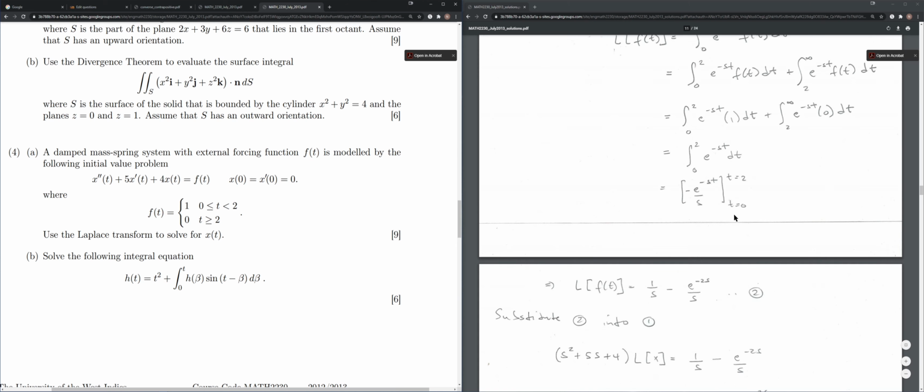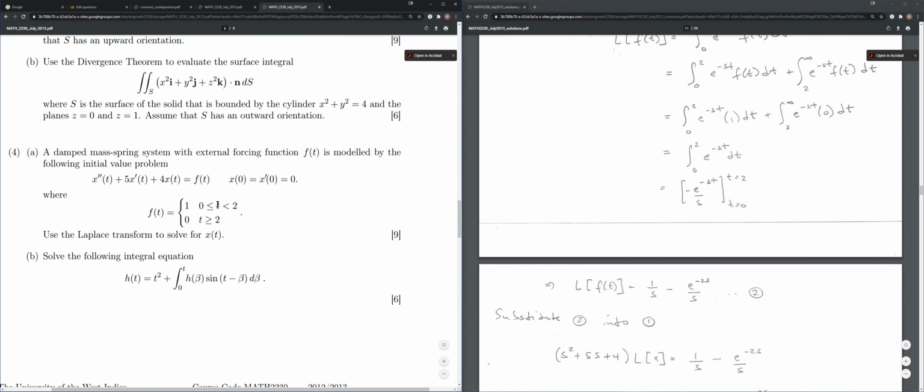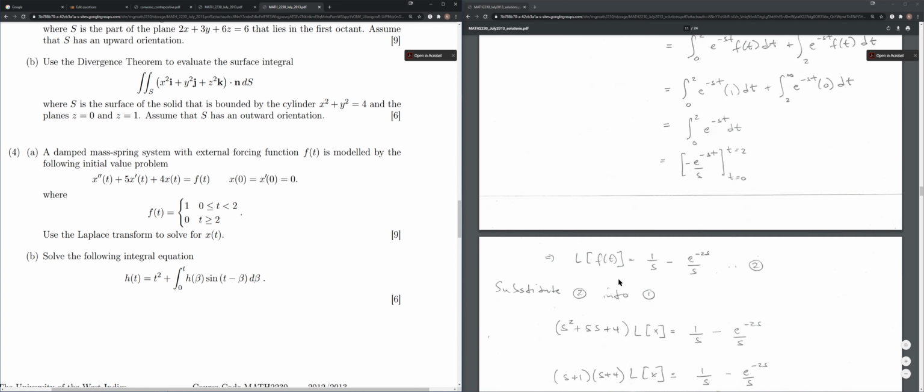When you put in t is equal to 0, you get e to the 0, which is 1, divided by s. For t is equal to 0, you subtract, so you get minus 1 on s, which is this plus 1 on s. And when you put in t is equal to 2, you get e to the minus 2s on s, with a minus sign out in front, which is this. So the Laplace of this f of t, which we did by first principles, turns out to be 1 on s minus e to the minus 2s on s.